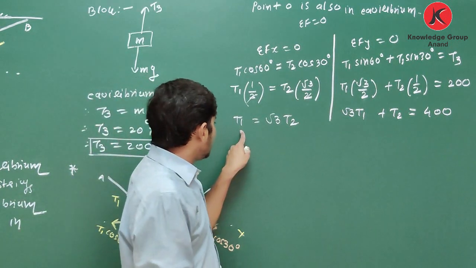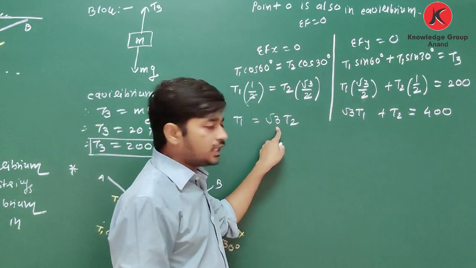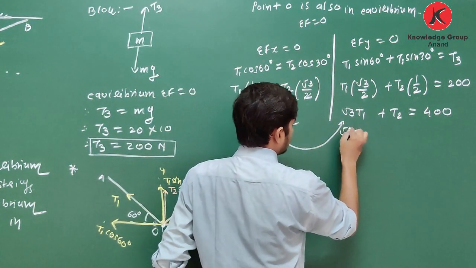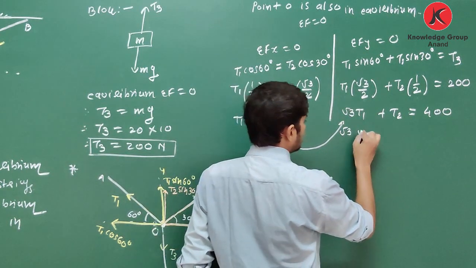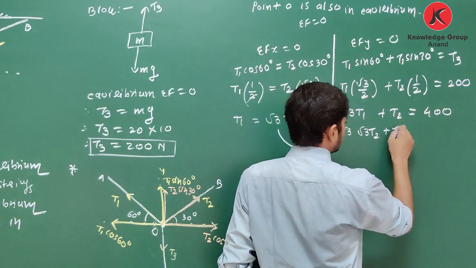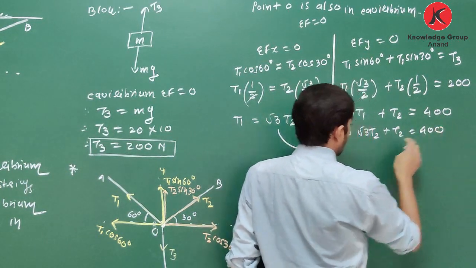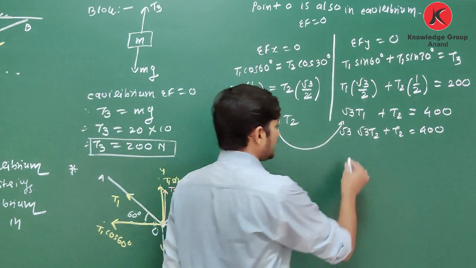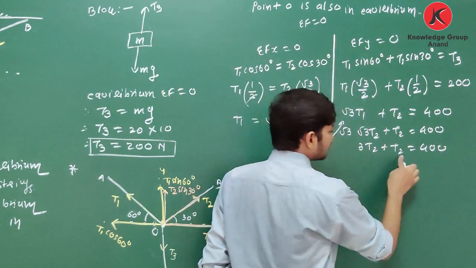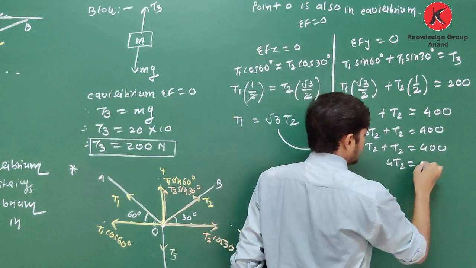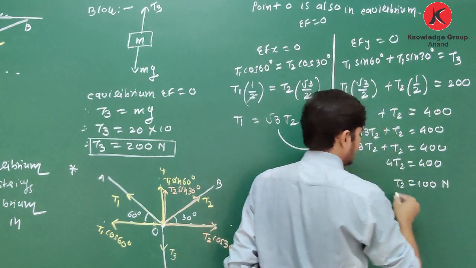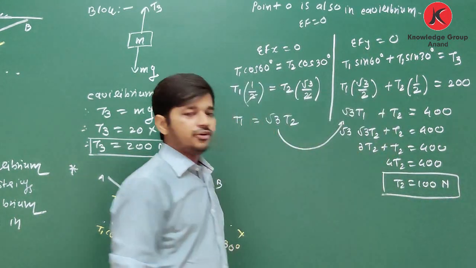Now see, T1 is equal to root 3 T2. Simple. So I will put this value here. Root 3 times T1 means it is root 3 times root 3 T2. Any doubt? Okay. Plus T2 is equal to 400. You know that root 3 into root 3 becomes 3. So it is 3 T2 plus T2 is equal to 400. 3 T2 plus T2, 4 T2 is equal to 400. So therefore T2 is equal to 100 Newton.